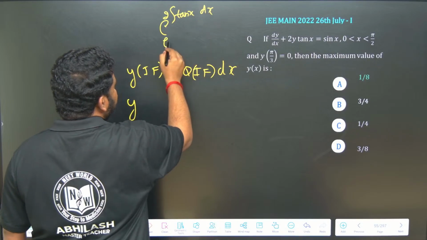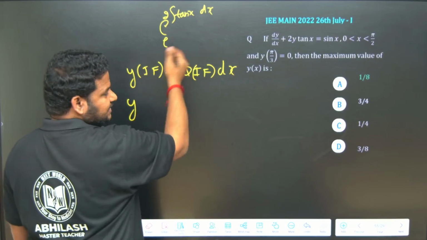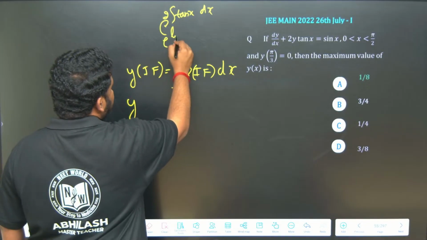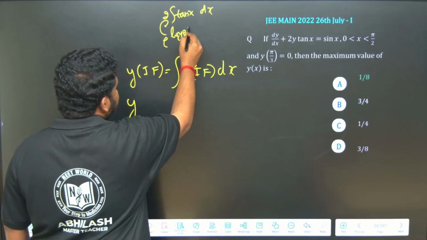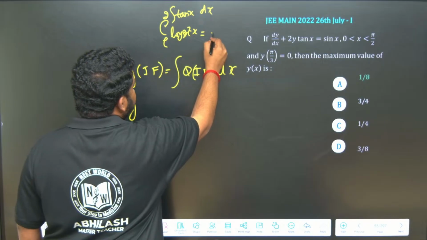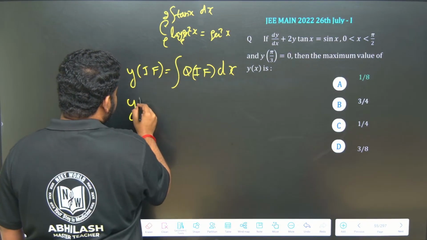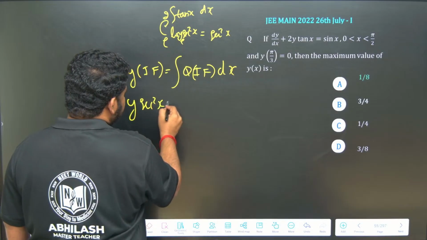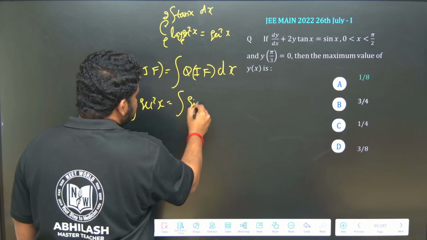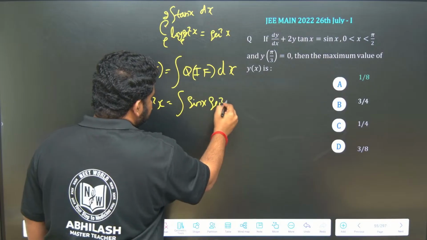It is exactly the same as the previous question. This will give us log secant square x, which will become equal to secant square x, because this will be base e. So I will have y into secant square x equal to integral of sin x into secant square x dx.